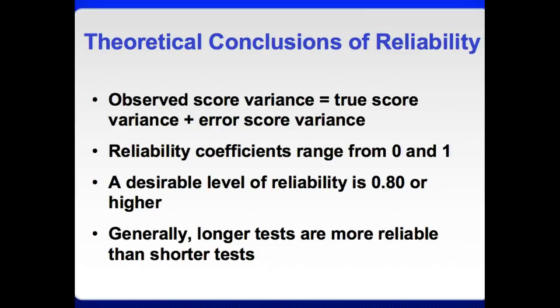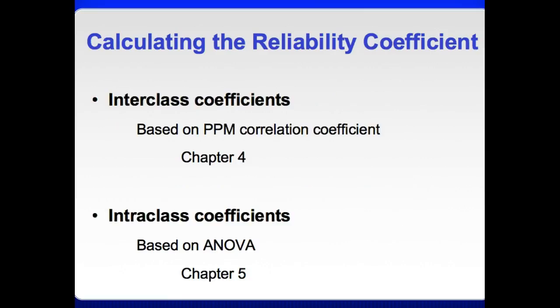Theoretical conclusions of reliability. Observed score variance equals true score variance plus error score variance. Reliability coefficients range from 0 to 1. A desirable level of reliability is 0.8 or higher, and generally longer tests are more reliable than shorter tests. Calculating the reliability coefficient: interclass coefficients based on the PPM correlation coefficient, see Chapter 4, and intraclass coefficients based on ANOVA, see Chapter 5.